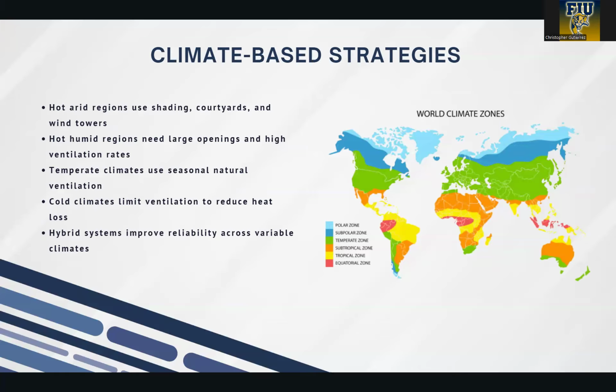So now let's talk about climate-based strategies. So natural ventilation performance depends on climate. Hot, arid regions use shading courtyards and wind towers to reduce heat gain. Hot, humid regions require large openings and high ventilation rates to move moisture out. Temperate climates use natural ventilation during mild seasons. Cold climates limit natural ventilation to avoid heat loss. Hybrid systems provide stability when wind or temperature conditions are weak. Each climate zone requires a different design approach.